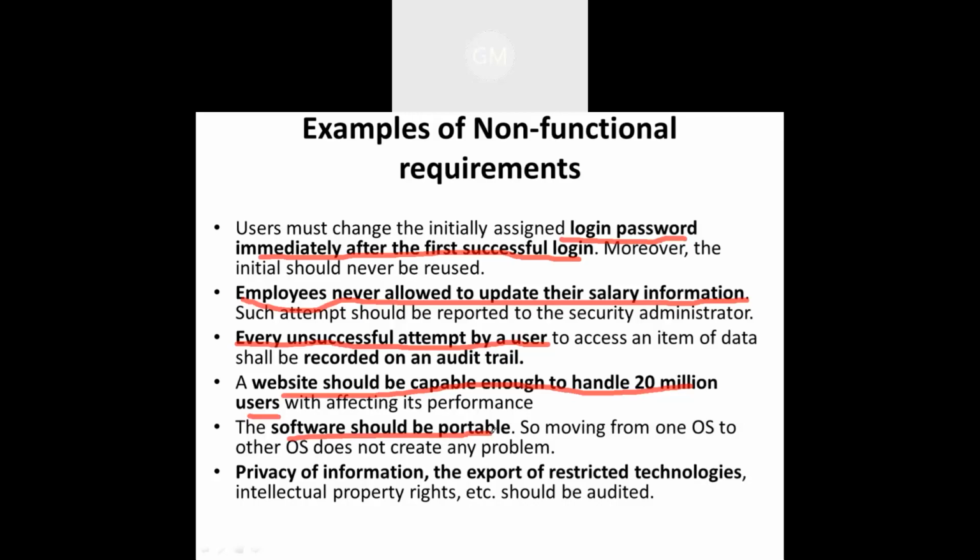Now the next example is privacy information. In non-functional requirements, privacy information should be maintained. So it should be exported and restricted to the particular technology window. And for that, intellectual property rights should be reserved or audited. It means whenever you log into the MIS system, it shows that copyright is reserved 2021. Like that, it is going to mention. That is a non-functional requirement example.